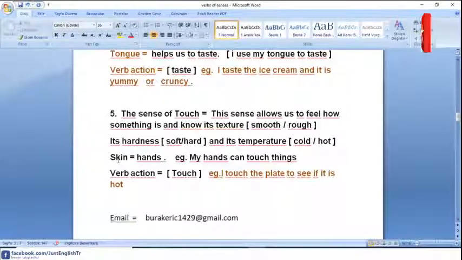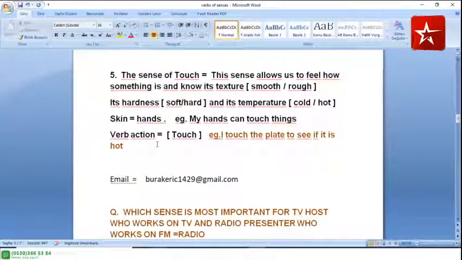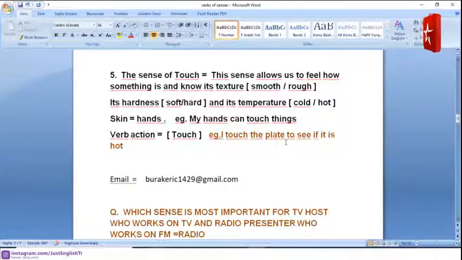I mentioned it here. Now we have an example. It says, my hands can touch things. All right, students, my hands can touch things. And here we have an action verb, touch. Guys, why did we use the action verb touch? In the example, I touched the plate to see if it's hot. Why do you think we say touch? And what action is touch doing in this sentence?